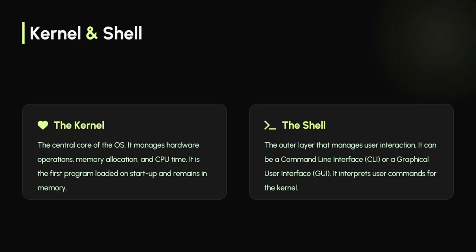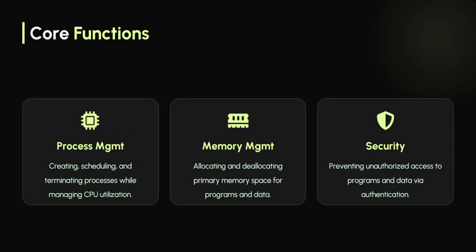Now we will talk about the kernel and the shell. The kernel is the central core of the operating system. It manages hardware operations, memory allocation and CPU time. It is the first program loaded on startup and remains in memory. The shell is the outer layer that manages user interaction. It can be a command line interface or a graphical user interface. It interprets user commands for the kernel.